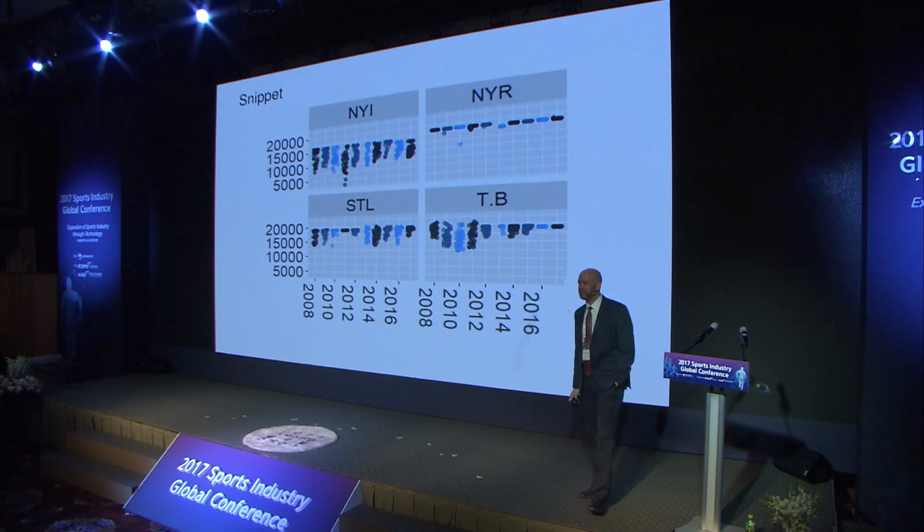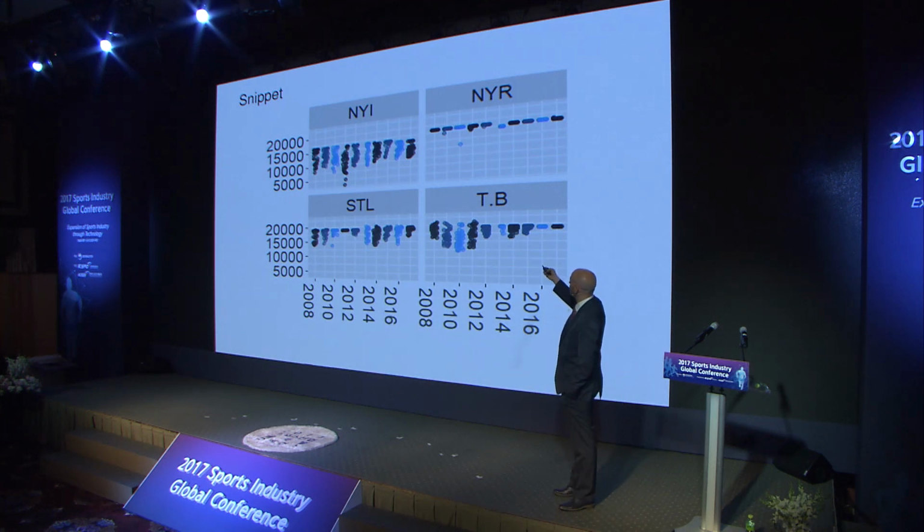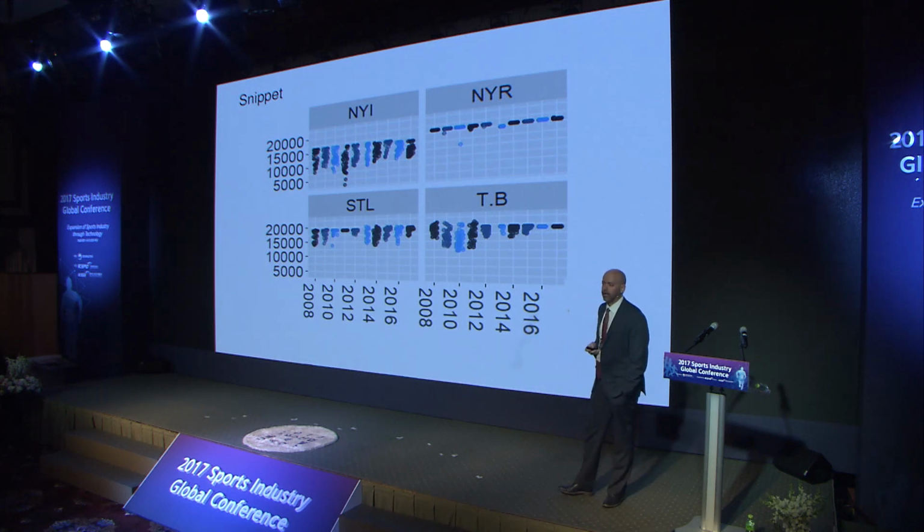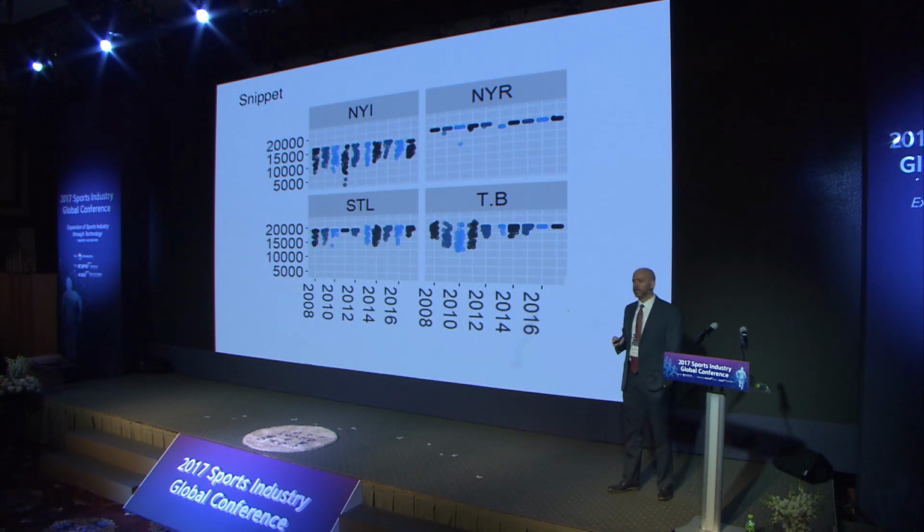Okay, so it doesn't look like the attendance fluctuates a whole lot for the New York Rangers, but it does fluctuate a lot for the New York Islanders. And so what's going on here with the New York Rangers? They're a very popular team. They're the most popular team in New York, and they basically sell out every game. So their attendance looks like it's flat for every game.